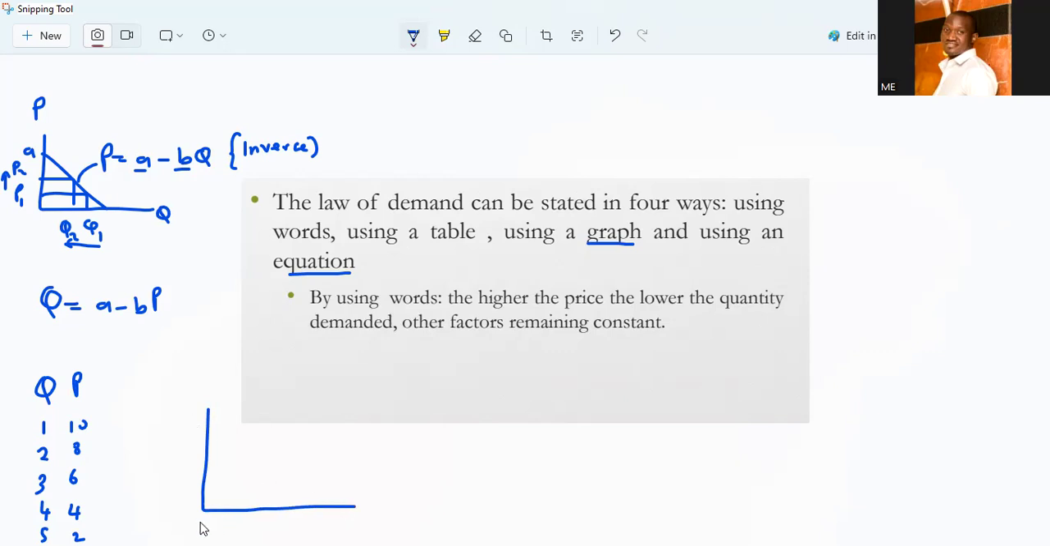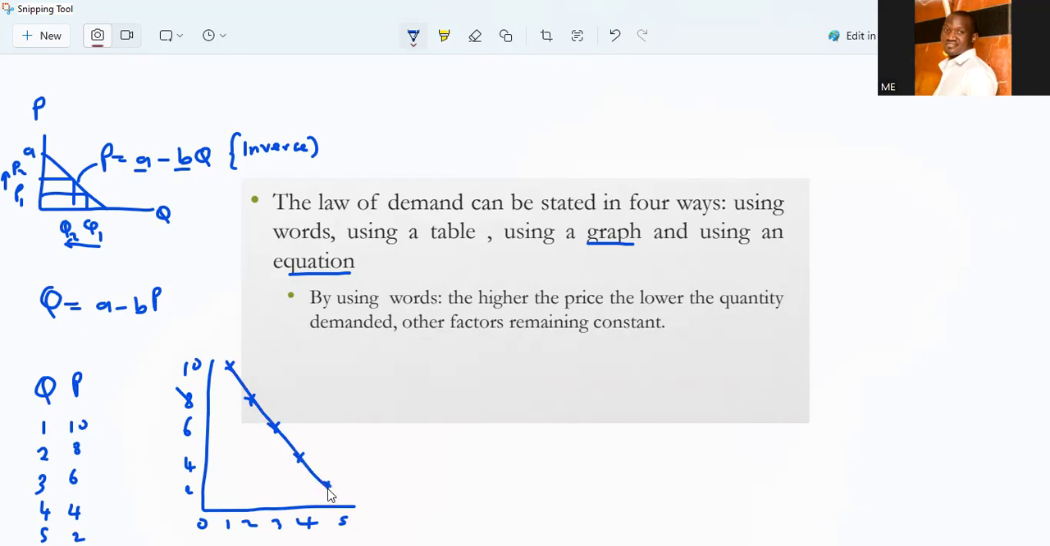You can illustrate this: this axis is 0, 1, 2, 3, 4, 5, and this is 2, 4, 6, 8, 10. So you can sketch this graphically. 10 against 1, you put your sketch there. 8 against 2, you put your sketch there. 3 against 6, you put your sketch here. 4 against 4, you put your sketch there. 5 against 2, you put your sketch there. So you can see this is a downsloping trend.